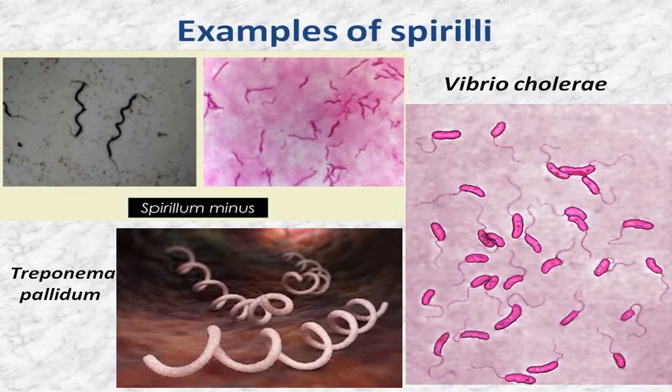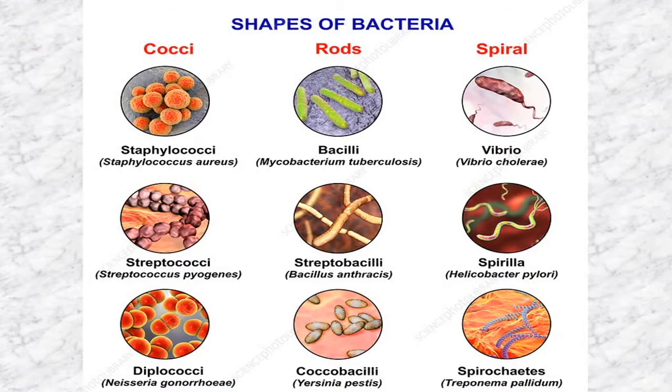These are the examples of spirilli. This comma shaped is Vibrio cholerae. This is spirillum minus, and this spirochete is Treponema pallidum. Now these are the different shapes of bacteria, different cocci, bacilli and spiral.